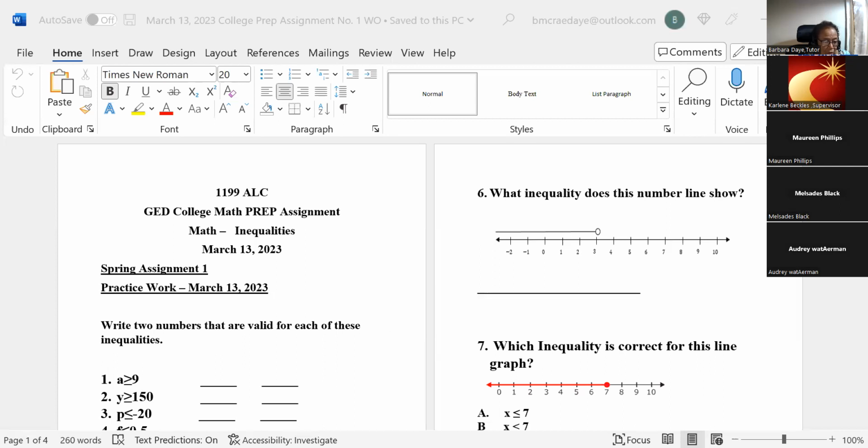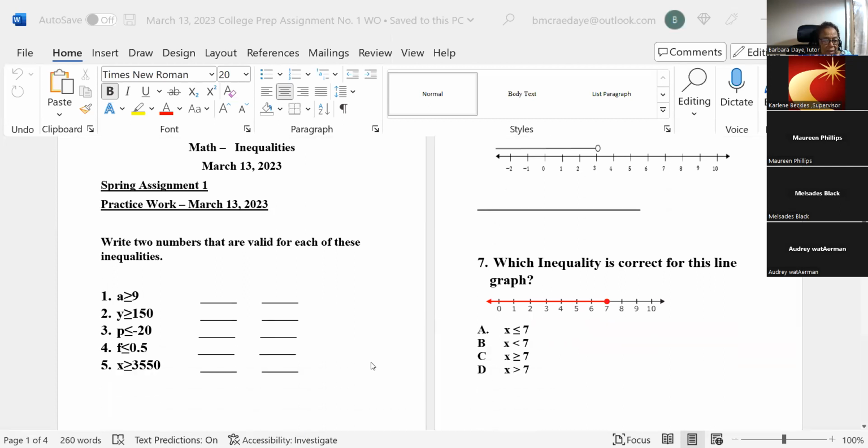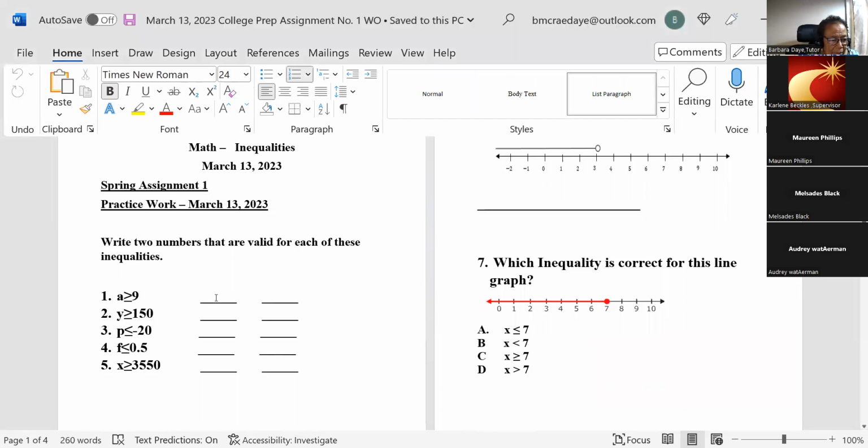Okay, so let's just get started. Write two numbers that are valid for each of these inequalities. Now, a greater than or equal to 9. Mercedes, what did you write? I have 9 and 10. Okay, 9 and 10, and those are correct. 9 is equal and 10 is greater. You have several choices here. Okay, go to the next one.